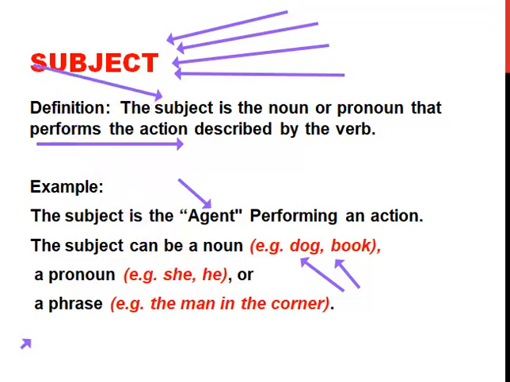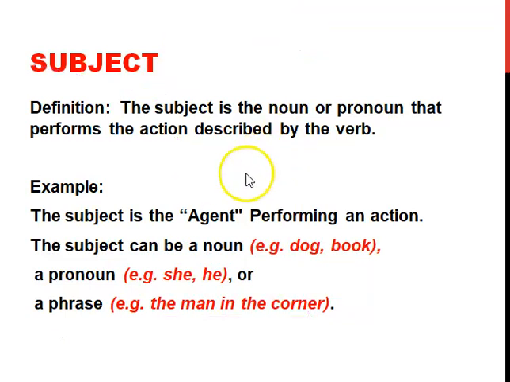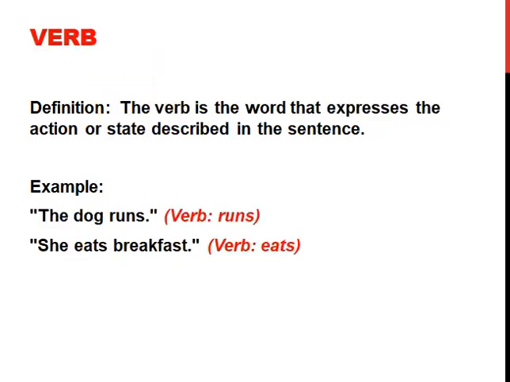Now, a phrase. What is a phrase? A phrase can also be the subject. Here, the man in the corner is a phrase. It is a short phrase. Here you see, this is the phrase, and it is considered the subject of a sentence. Now we have cleared every possible answer about the subject. Let's move on to the verb.